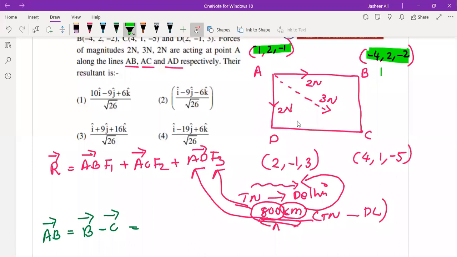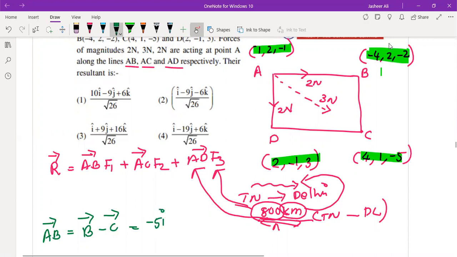Then from B, and similarly we have the C coordinates. Similarly we have the D coordinates. But now what we need to do? Vector B minus vector C. So from B, subtract C. So minus 4 minus 1. I coordinates first subtract. Minus 4 minus 1 means how much will come? Minus 5. So minus 5i we should write.